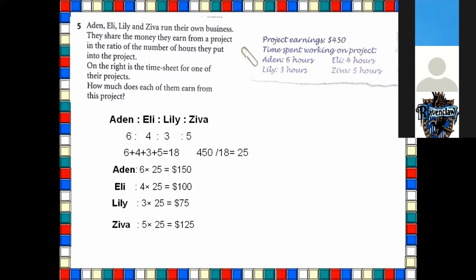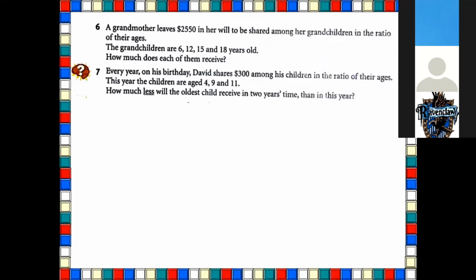Okay, let's do the last question fast because we have only 5 minutes for the class. Of course, I'm going to do question 7. Sorry, after question 7, I will hear your question. Question 7 says, every year on his birthday, David shares $300 among his children in the ratio of their ages. This year, the children are aged 4 years, 9 years, 11 years.